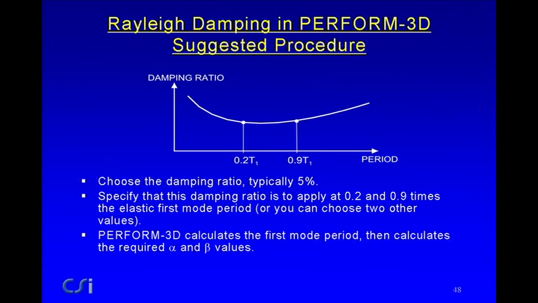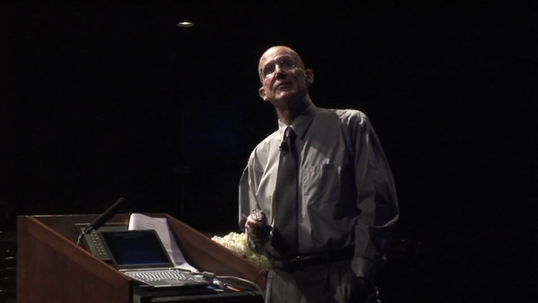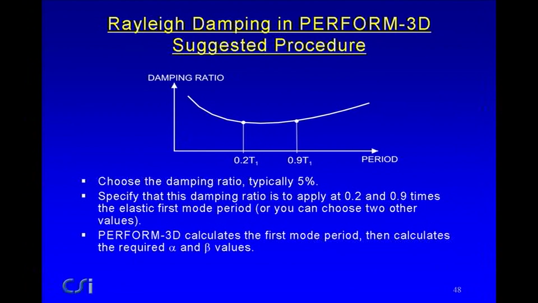So in Perform 3D, this is a suggested procedure, and this procedure seems to work the best. You pick the damping ratio. It doesn't have to be 5%, but it typically is. Calculate the first mode period. Well, Perform will do that for you. And specify a couple of values, typically 0.2 and 0.9 times the first mode period, and tell Perform that this is what you want. And it will calculate the alpha and beta values that are required to do that. You don't have to calculate them yourself. And it seems to work fairly well.